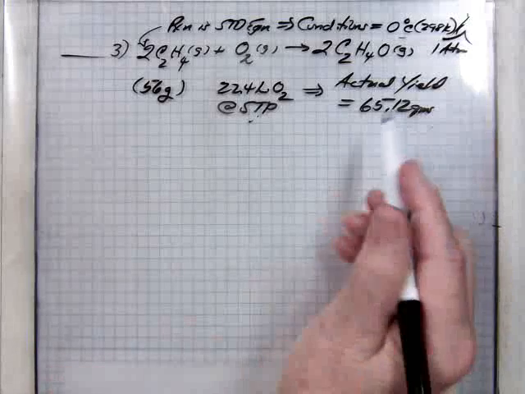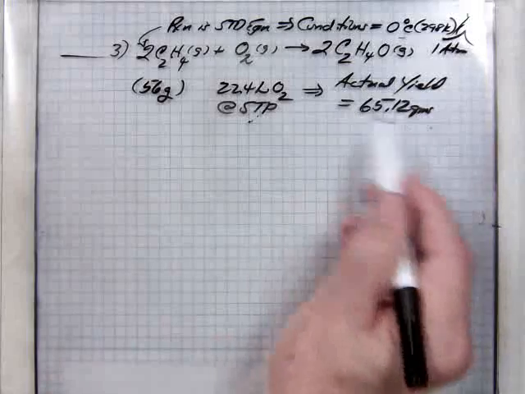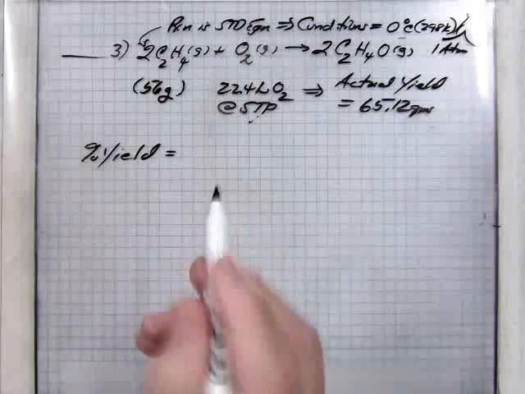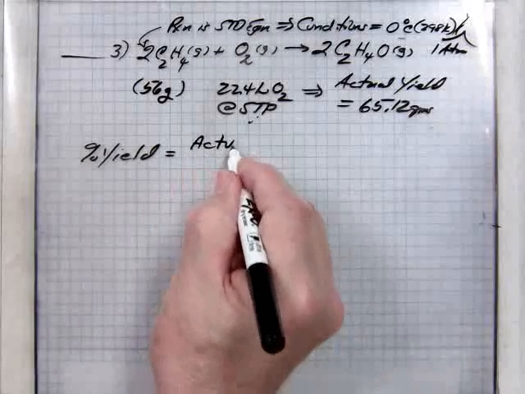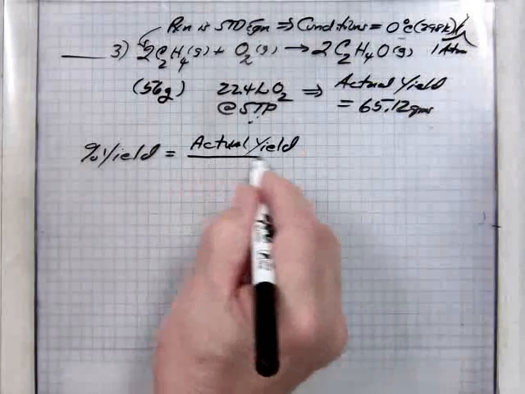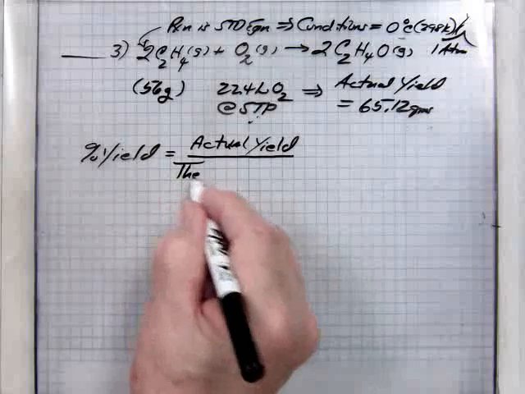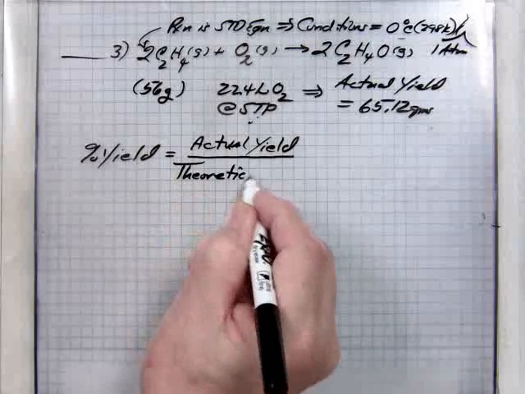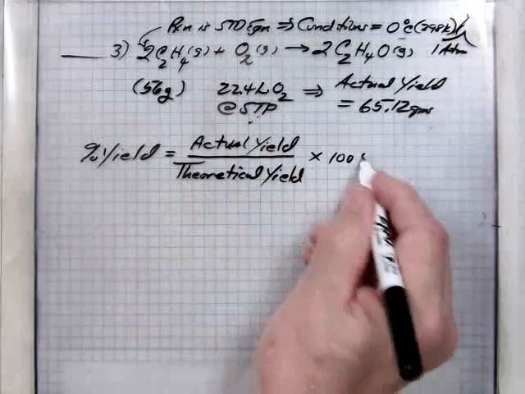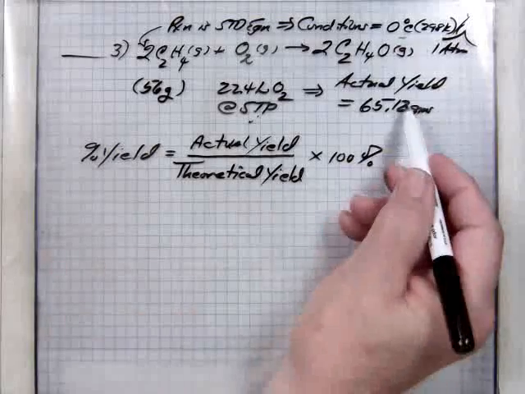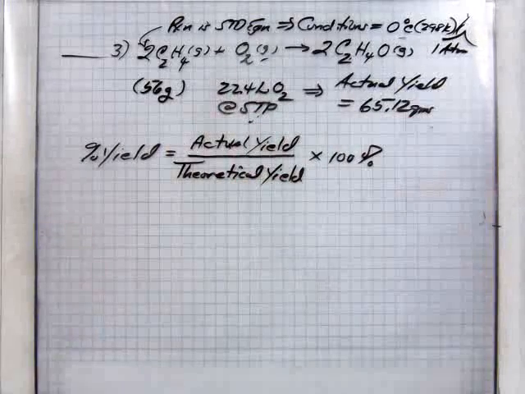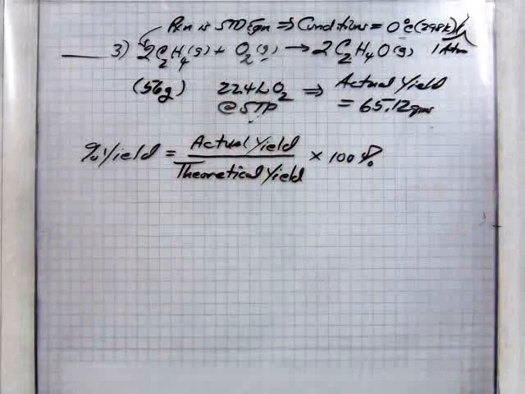Okay, so what we need here is the theoretical yield, in that percent yield is the actual yield divided by theoretical yield times 100%. So we have the actual yield here, so we need to get the theoretical. Well, that comes from calculation using the stoichiometry of the equation.